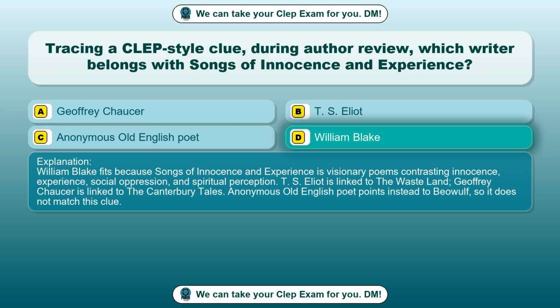William Blake fits because Songs of Innocence and Experience is visionary poems contrasting innocence, experience, social oppression and spiritual perception. T.S. Eliot is linked to The Wasteland, Geoffrey Chaucer is linked to the Canterbury Tales. Anonymous Old English poet points instead to Beowulf, so it does not match this clue.